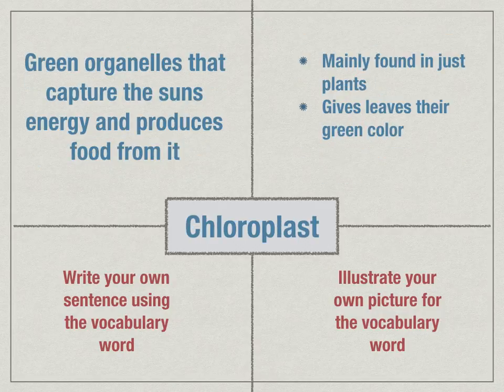One of the next vocabulary words is chloroplast. Chloroplasts are found in plant cells, mainly because this is what gives them their green color. All right, they are organelles that capture the sun's energy and produce food from it. As animals, we really don't have a need for the chloroplast, and that's why it's found just in the plant cells.